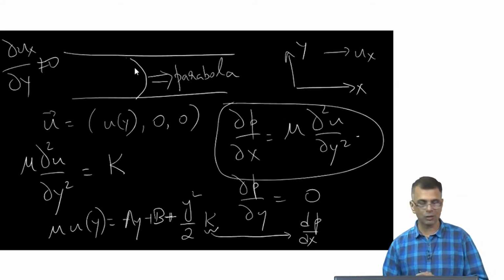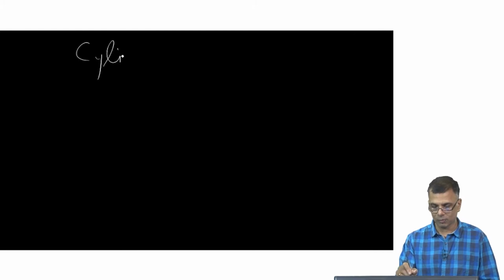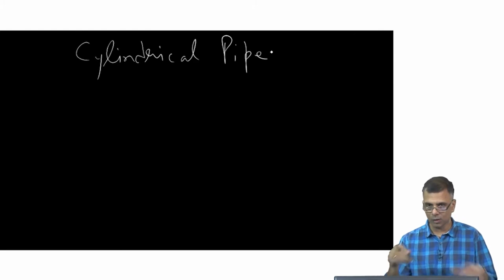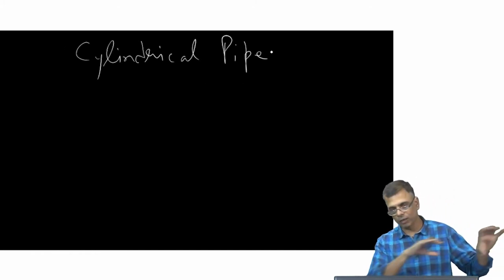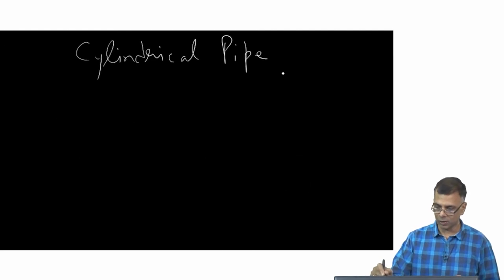So this is the solution to what's called a Poiseuille flow. This would be in rectangular coordinates. If you specialize to a cylindrical pipe, also infinite in the x direction, it would be something like this.